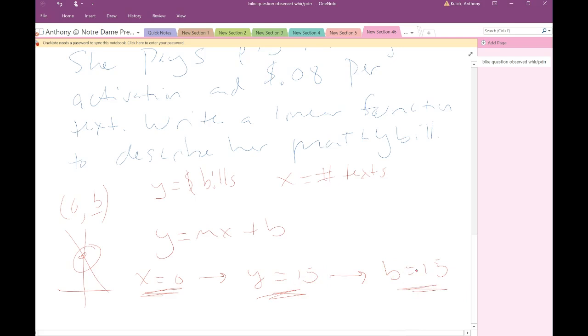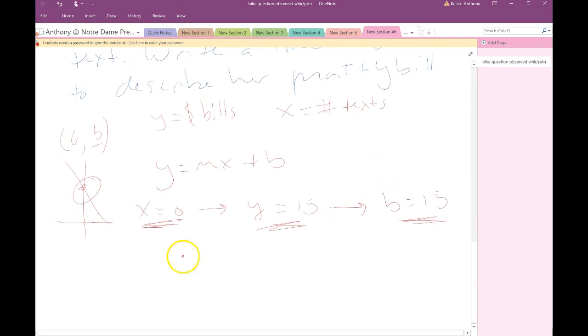Everybody okay with how I figured that out? Hopefully that feels kind of common sense-ish, that the activation fee that you pay no matter what would be the b part. What will the slope be then? Well, that's the rate at which we get charged per text. So this is 8 cents per text, right?